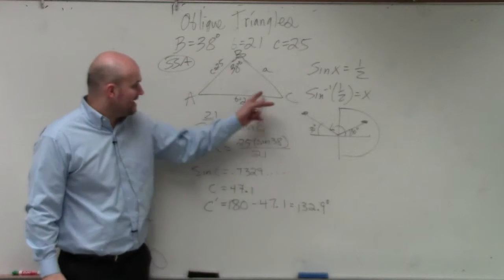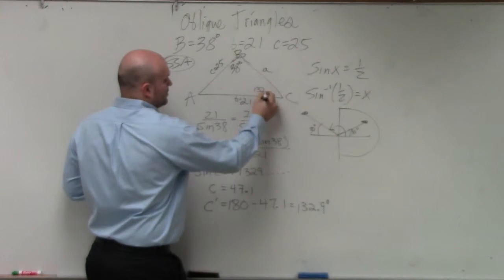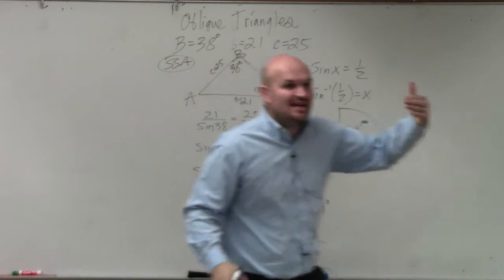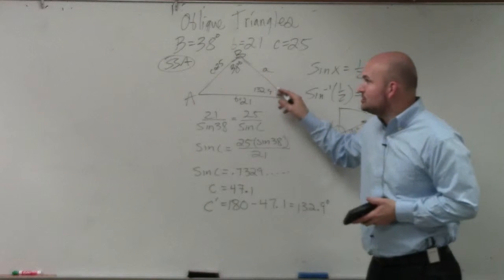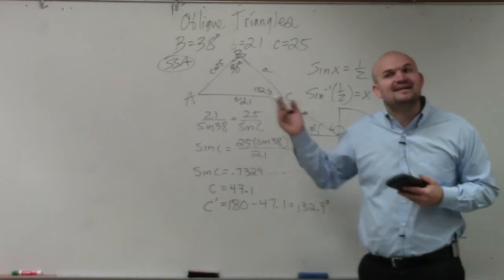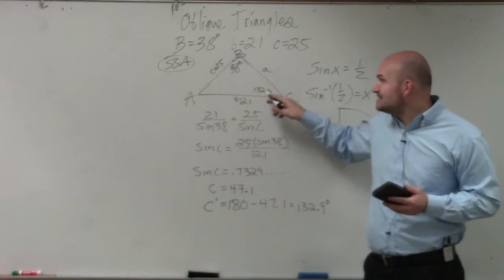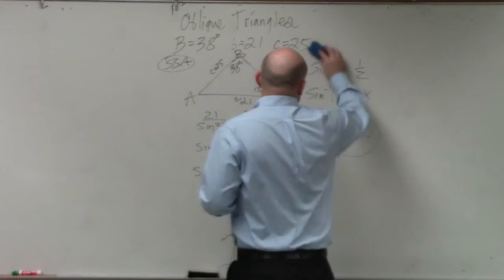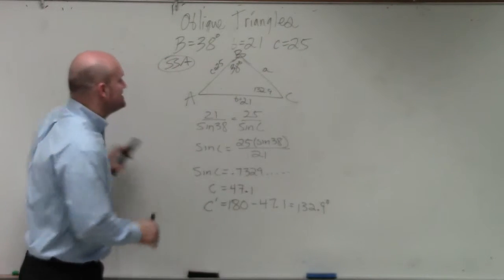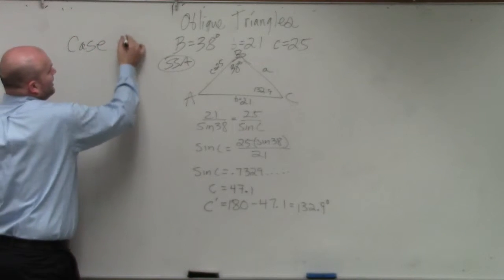Now, could that be an angle in the triangle as well? Could this be 132.9? Is it possible? Well, let's use the sum of angles. Could you have this be 132 and this be 38, and could we still find an angle for A? Yes. Again, don't be confused by what my triangle looks like, but yes, you could still do it, because watch. Now, we have case 1 and case 2.